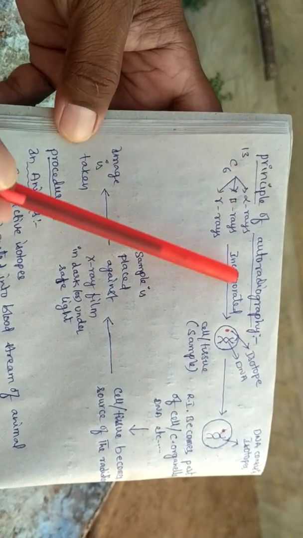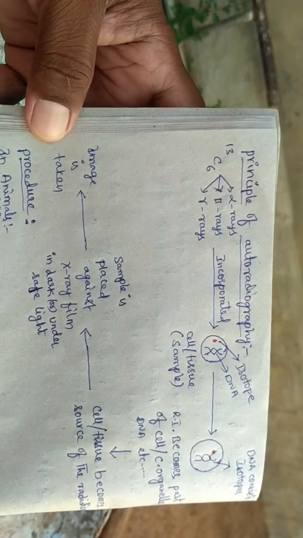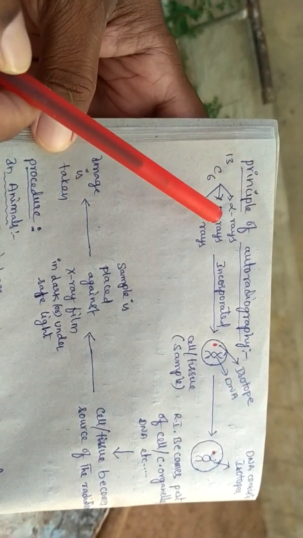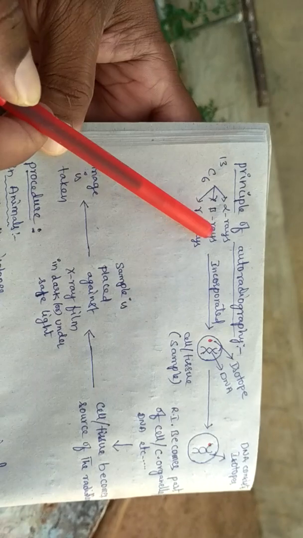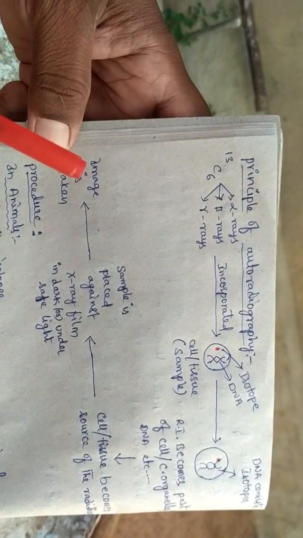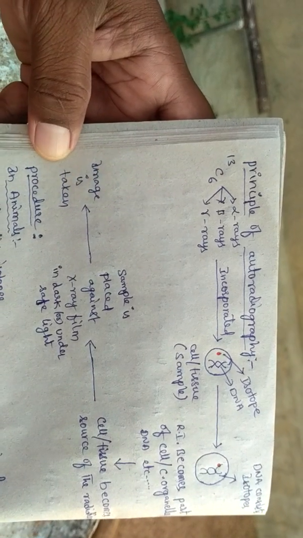Now we will see the principle of autoradiography. Radioactive isotopes have an inherent ability to emit alpha rays or beta rays or gamma rays until the radioactive decay is completed. Radioactive decay means losing of the energy.